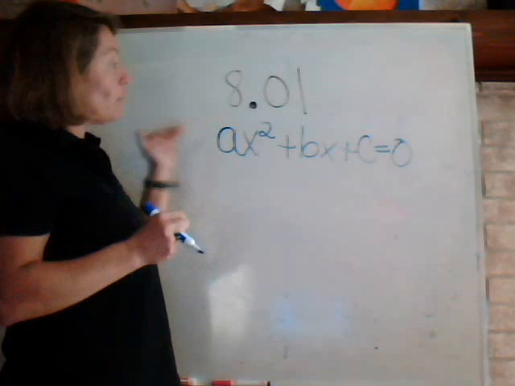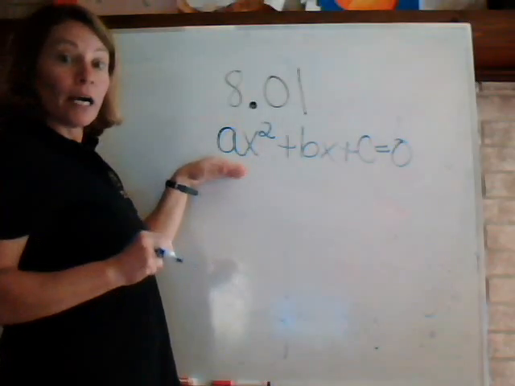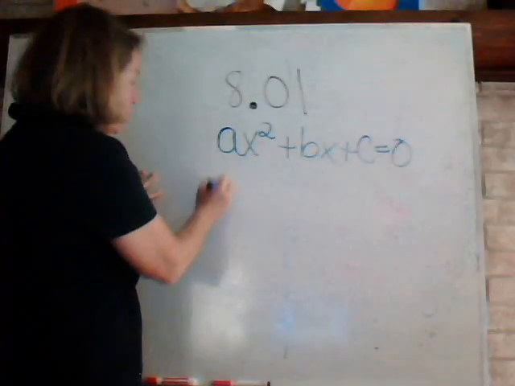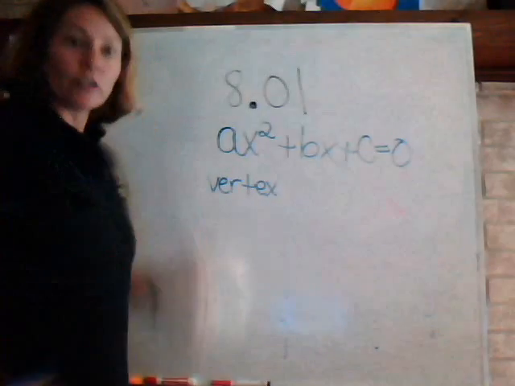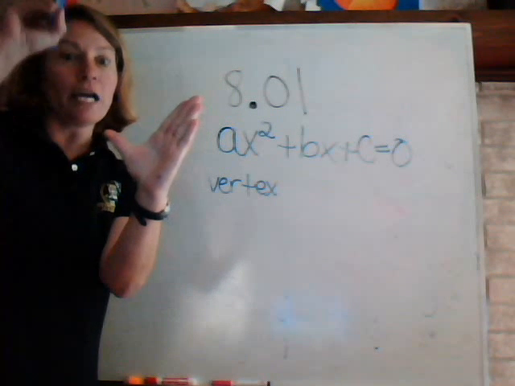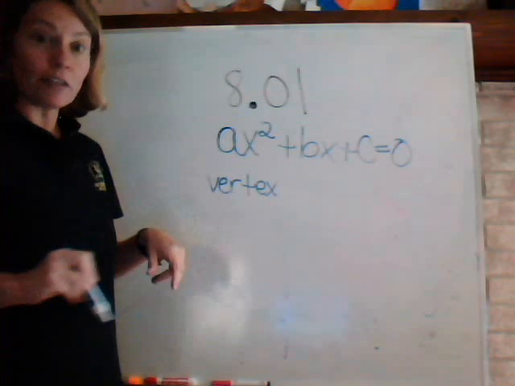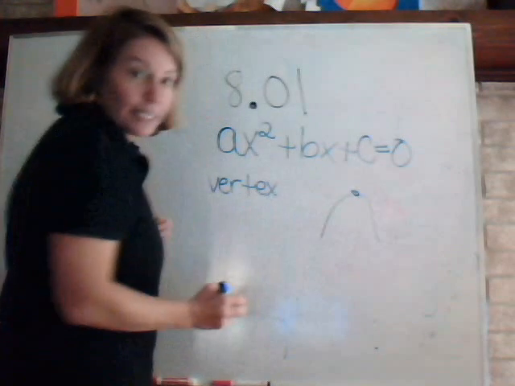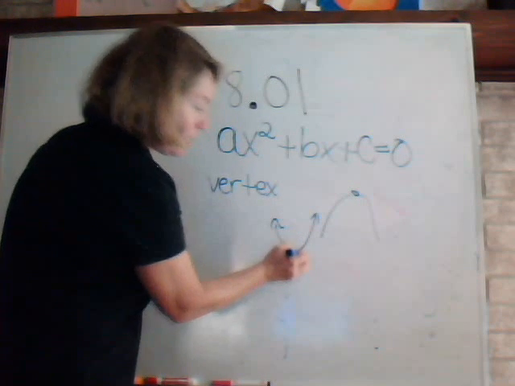Now, there's some information we can get out of this formula by using a couple of quick little mini formulas. The first one is the vertex. We already know what the graph of a quadratic looks like. It's a parabola. It's a curve facing up, or it's a curve facing down. So we can find the vertex, which is either the maximum point if it's facing down, or a minimum point if it is facing up.